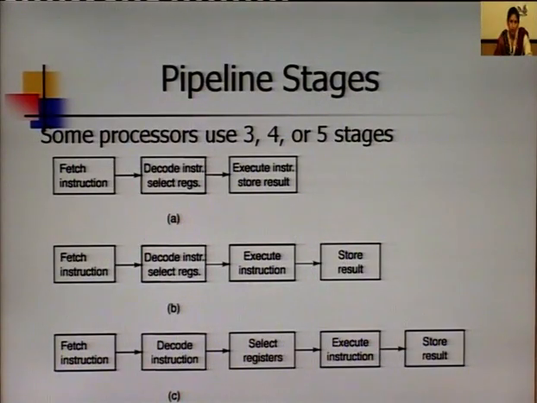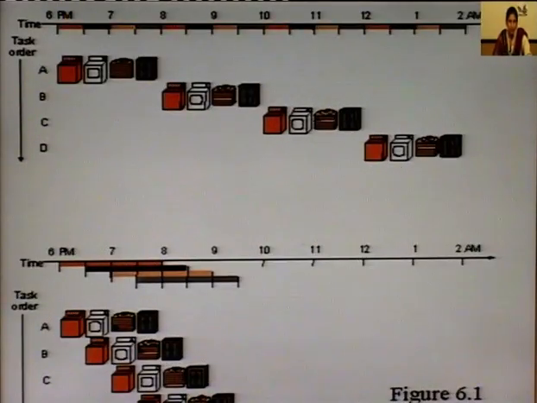The most commonly used pipelining is the 4-stage pipelining, that is fetch instruction, decode instruction, execute instruction and store results. This is the way of organizing pipelining.